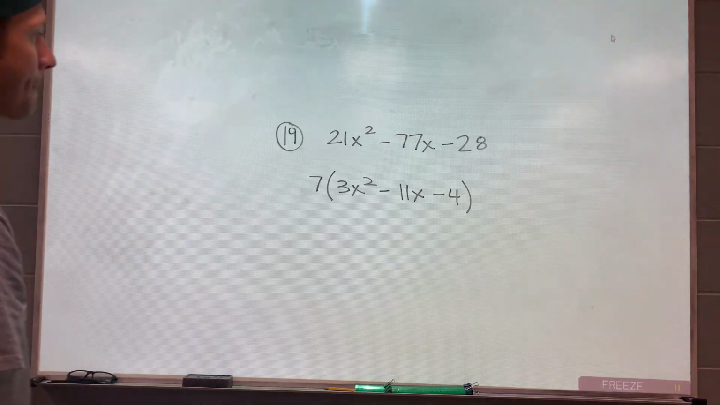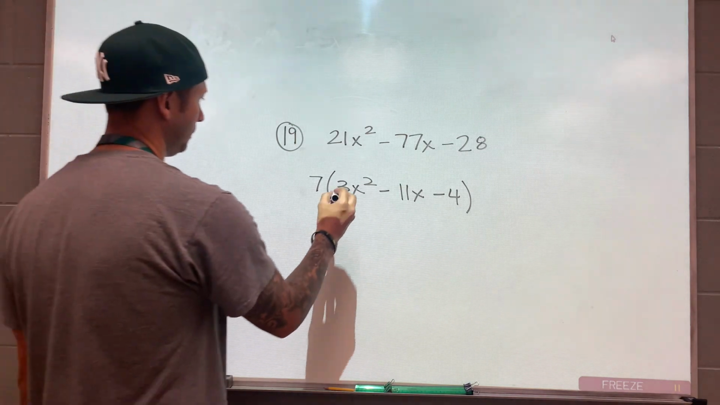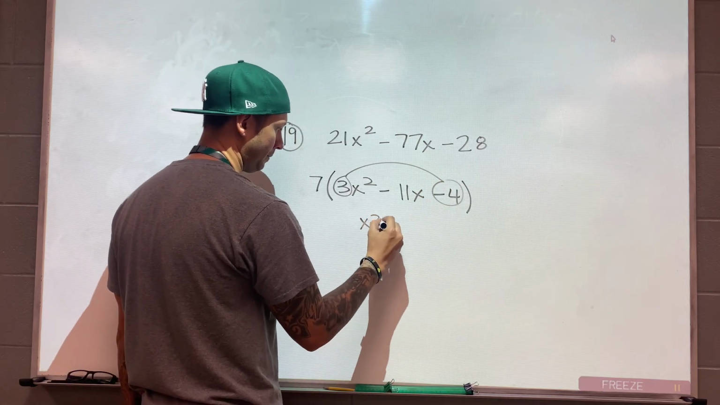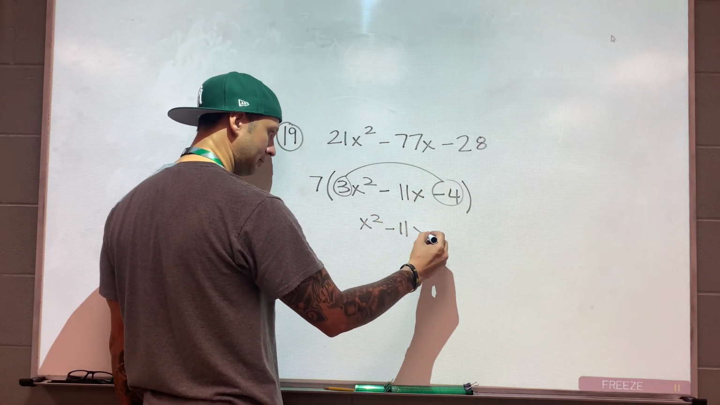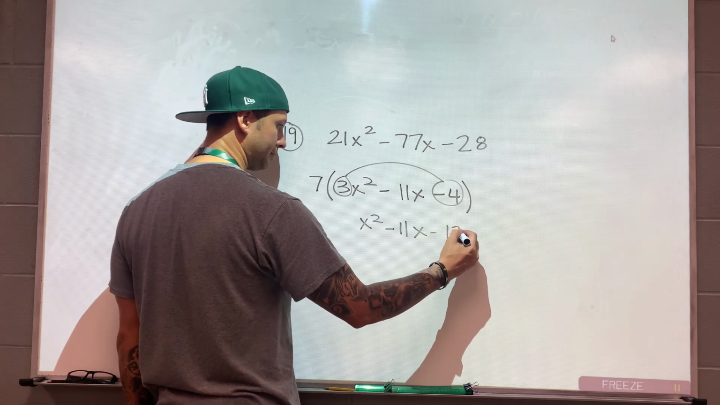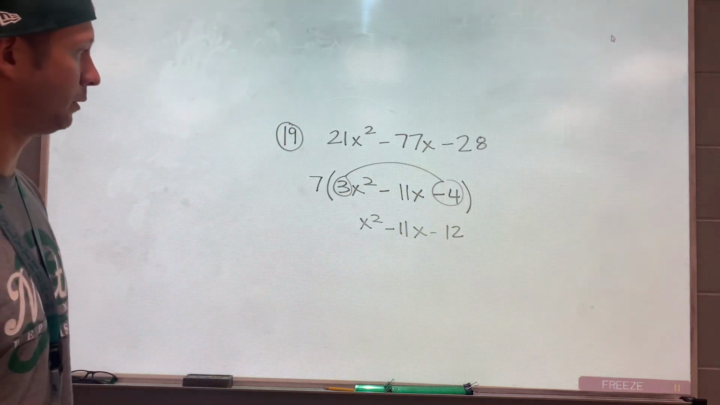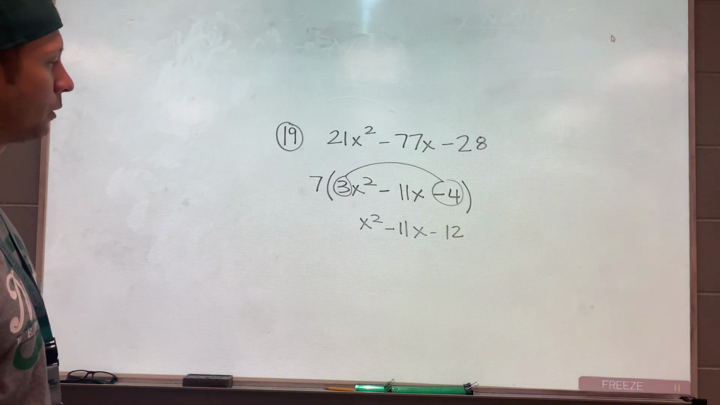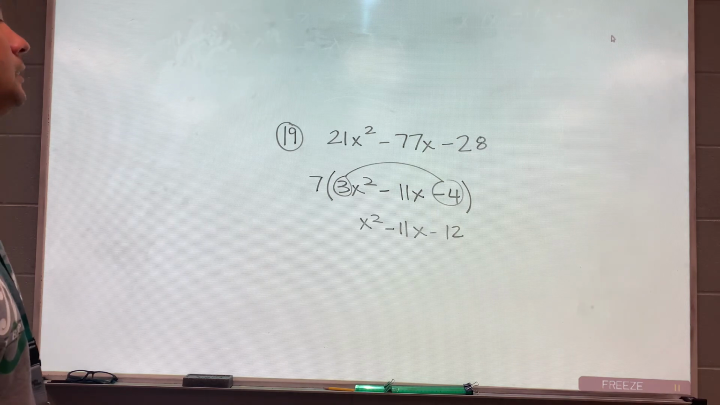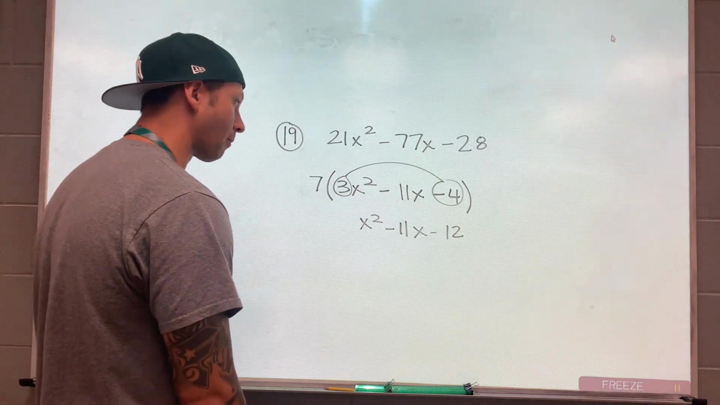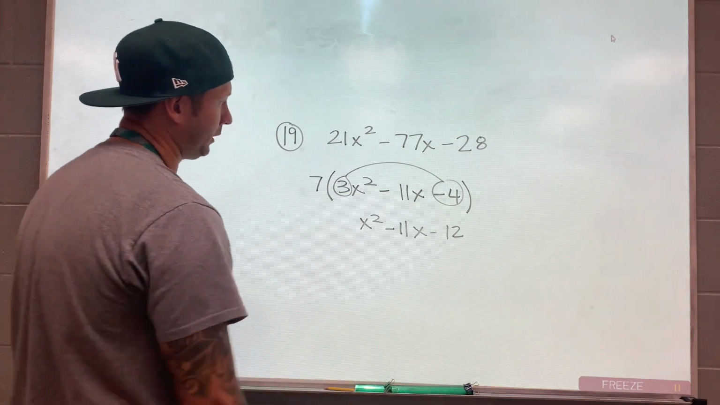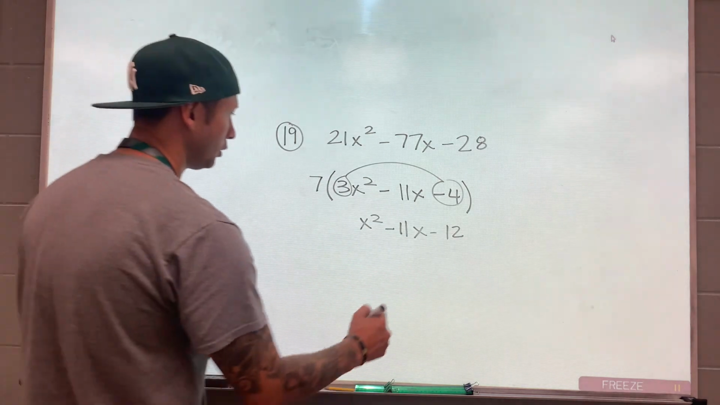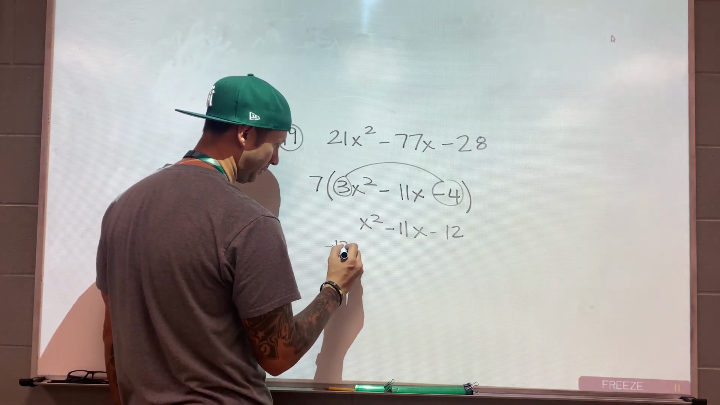All right, no perfect squares, so we're forced to do the other method. So x squared minus 11x minus 12. Right, 3 times negative 4 is negative 12. Two numbers that make negative 12 that add up to negative 11. What we got? 3 and 4. 12 and 1. So negative 12.